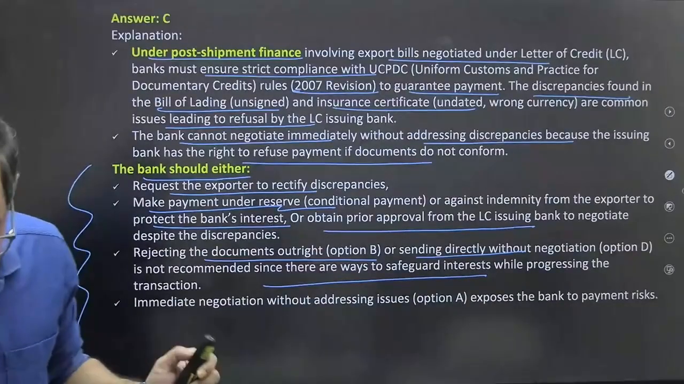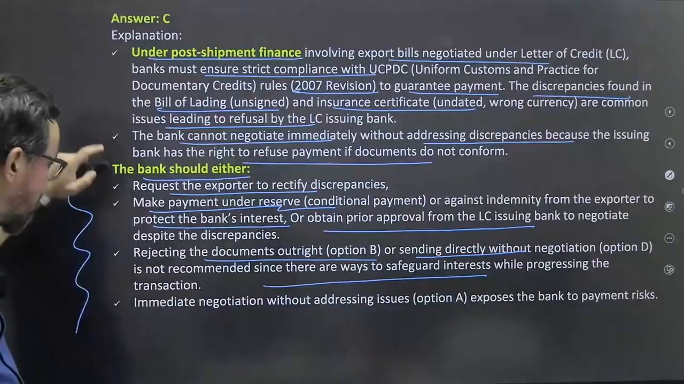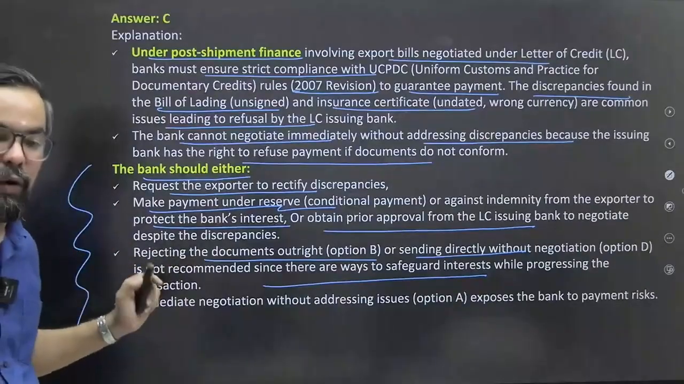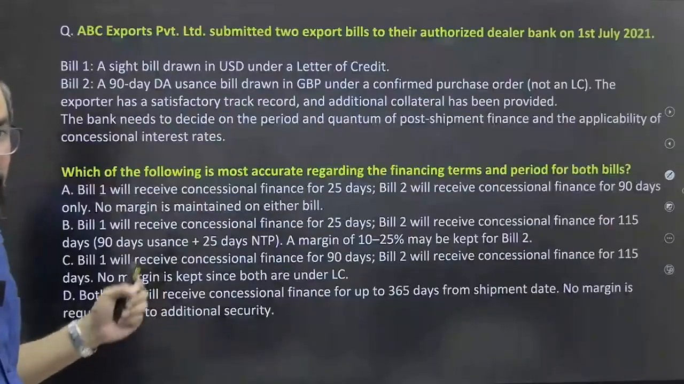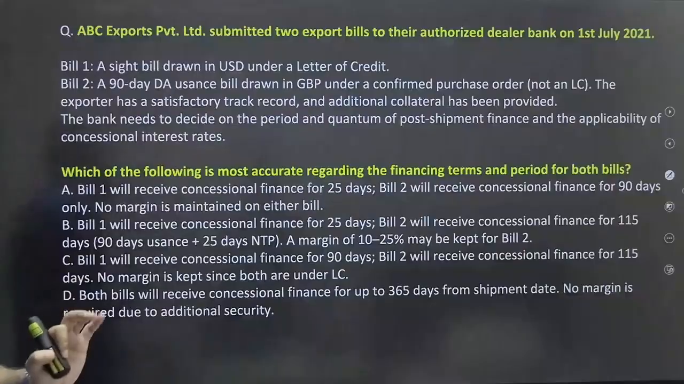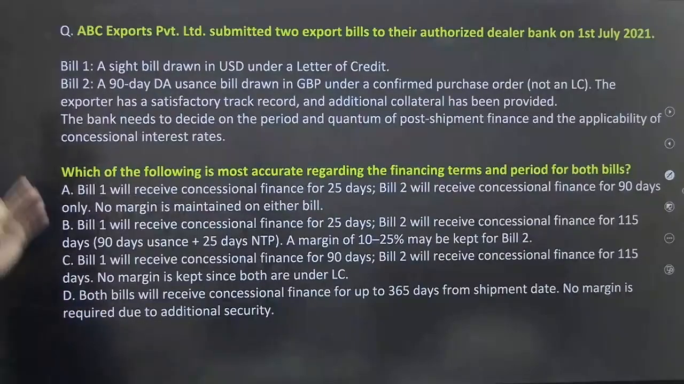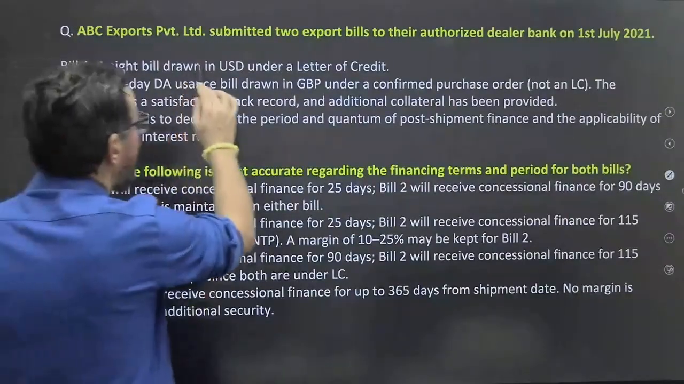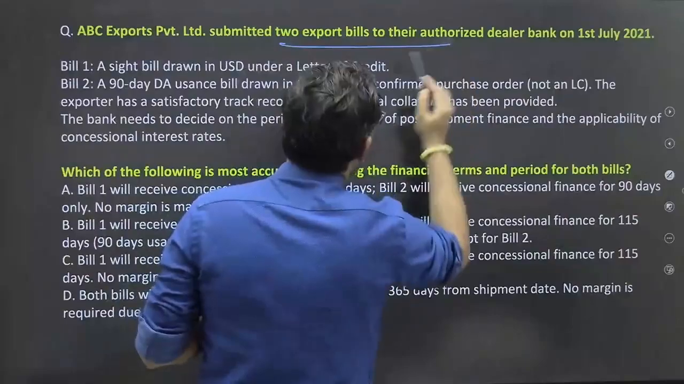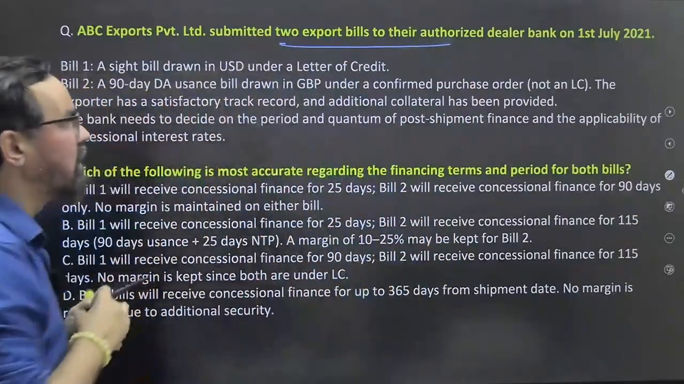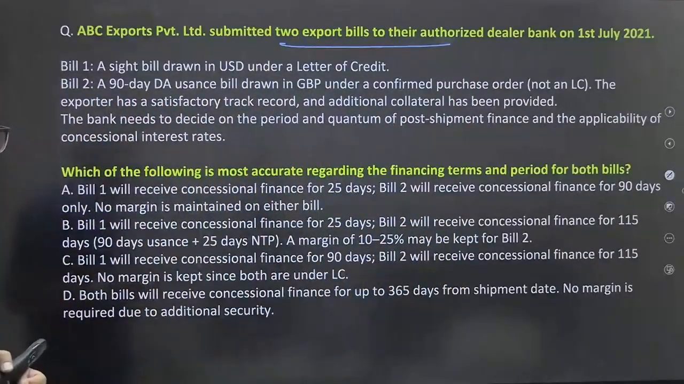Please do keep these in mind. These are the actions we can take while addressing these kinds of issues. Okay, next one. ABC Exporter Private Limited submitted an export bill to their authorized dealer on July 1st, 2021.